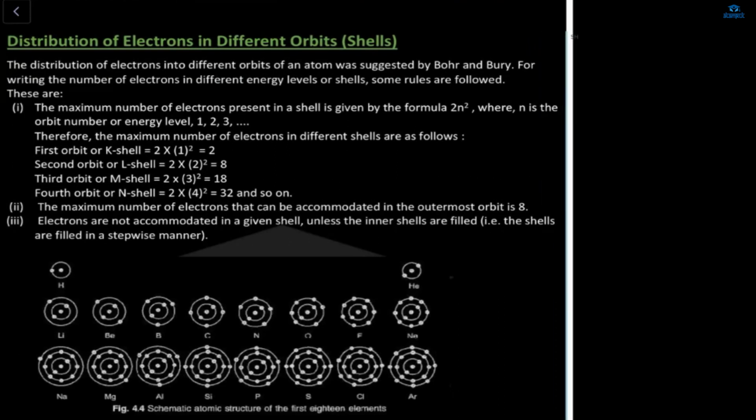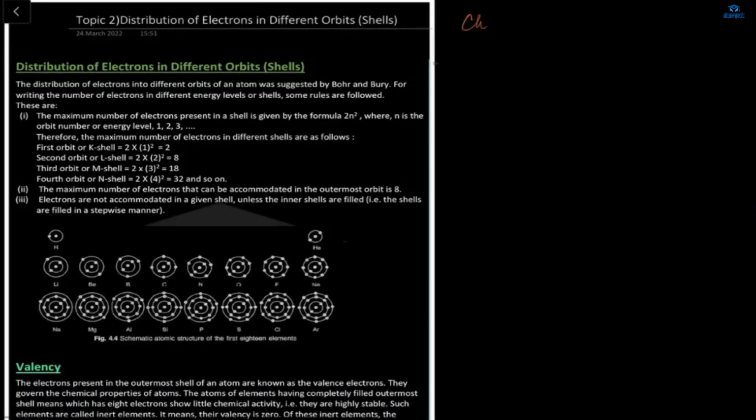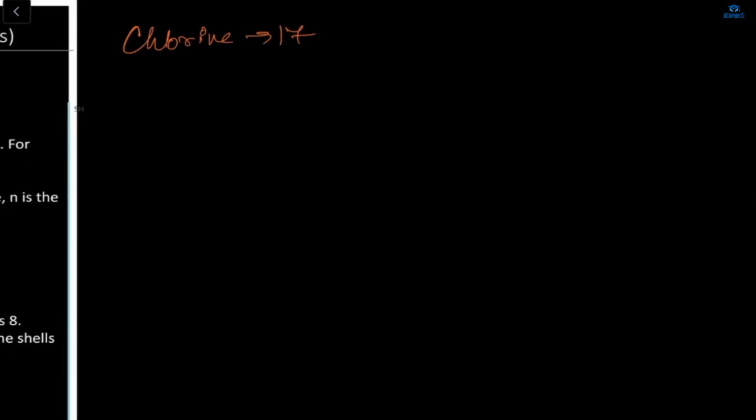What is the atomic number of chlorine? You have to tell. Is it 17? 15? I'm thinking it's 17. Yes, it's 17. Okay, so I'll just figure out the electronic configuration for 17.